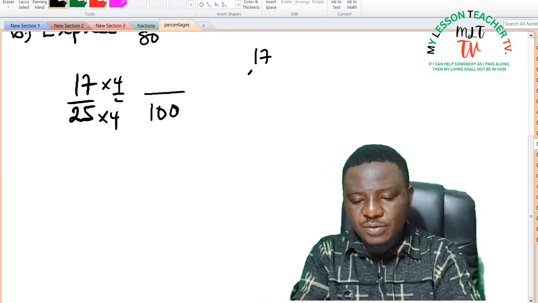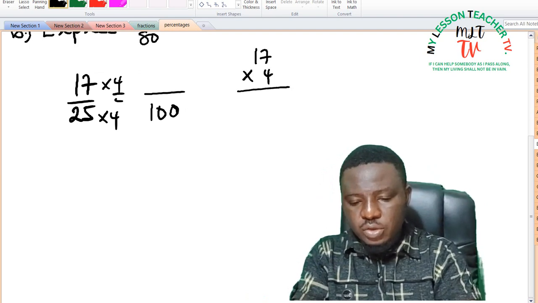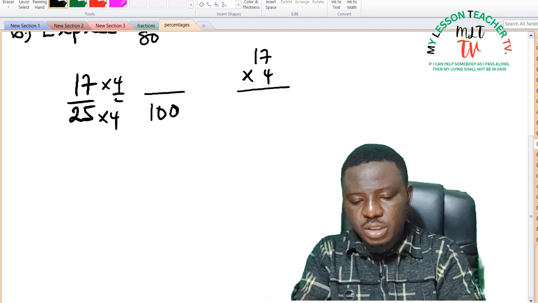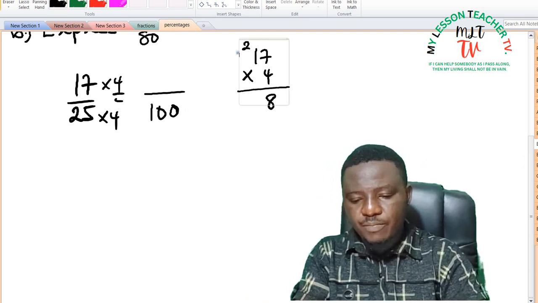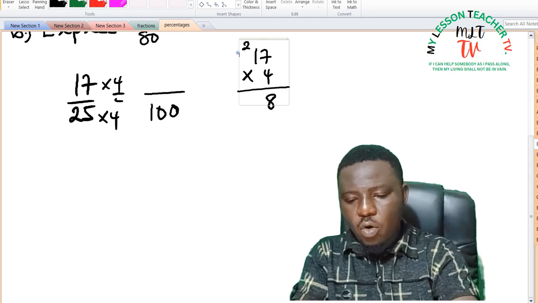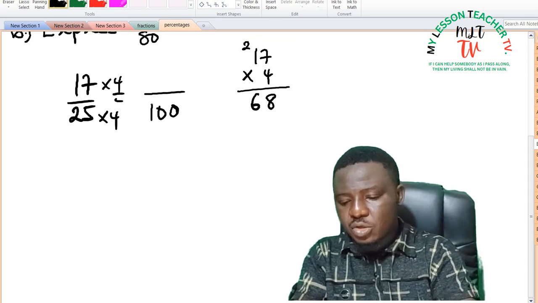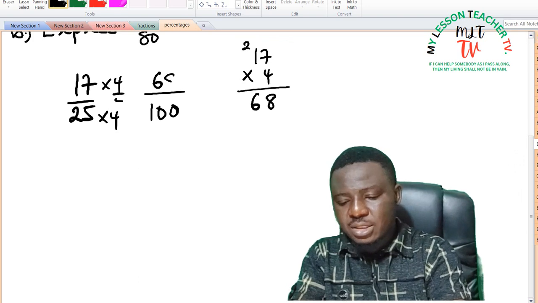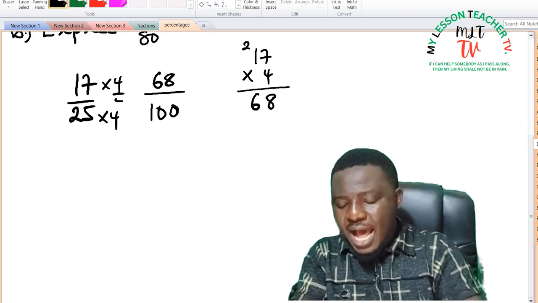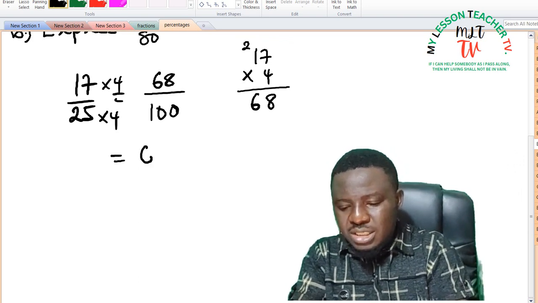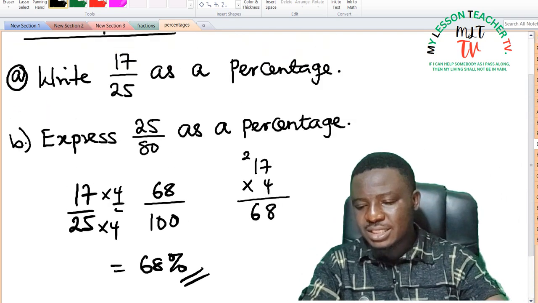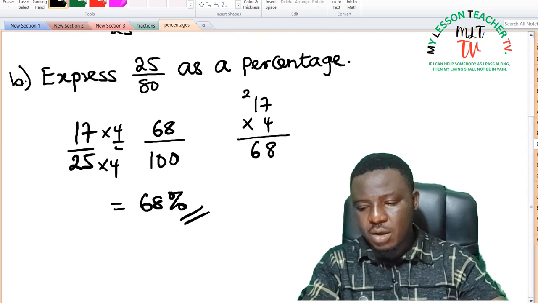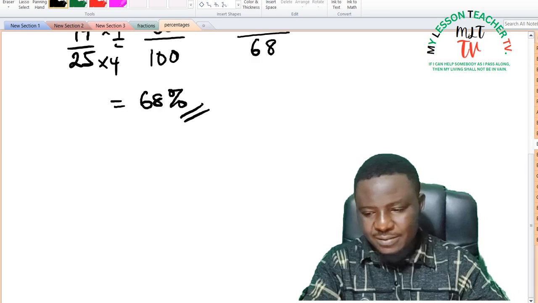So that 17 times 4 is said to be 4 times 7 is 28. You write down 8 and carry 2. 4 times 1 is 4 plus 2 is 6. So this is said to be 68 over 100. And this is equal to 68%. So 17 over 25 is said to be 68%. What about 25 over 80?